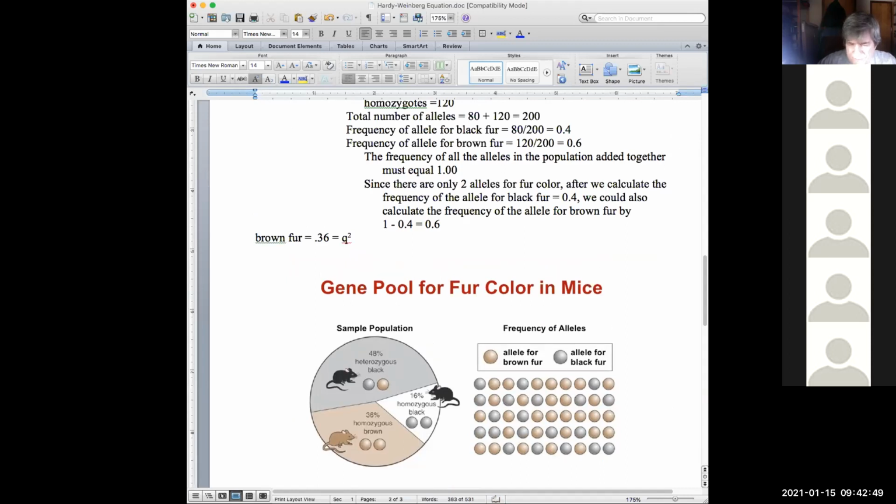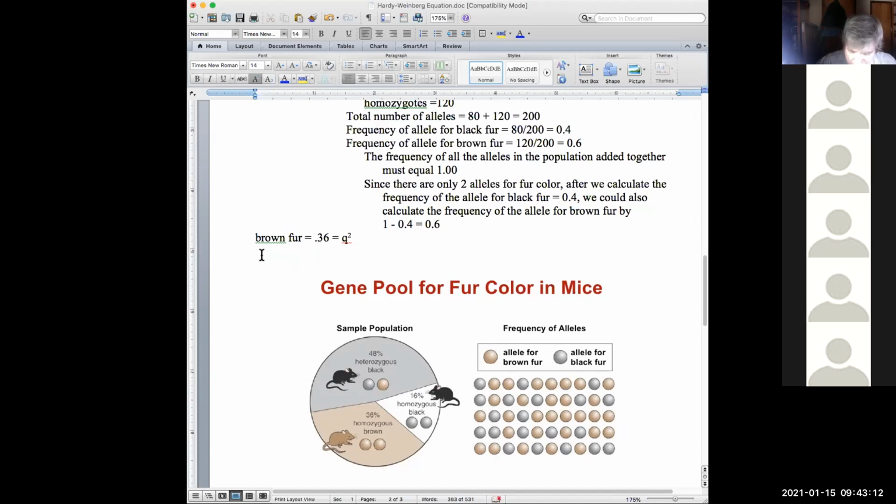So suppose I gave you this chart, but in this chart I didn't have the homozygous black mice separated from the heterozygous black mice. How could you find out how many individuals have black fur? Well, step out of genetics for a moment and think about this as an algebraic equation.